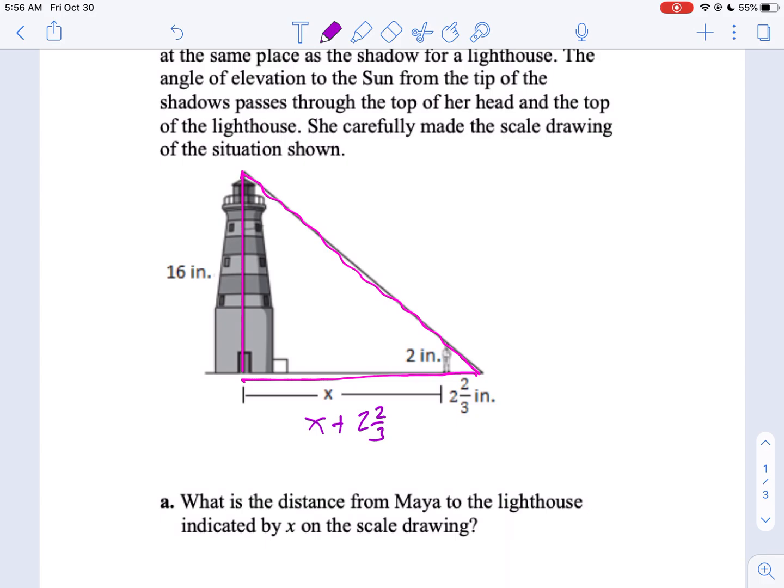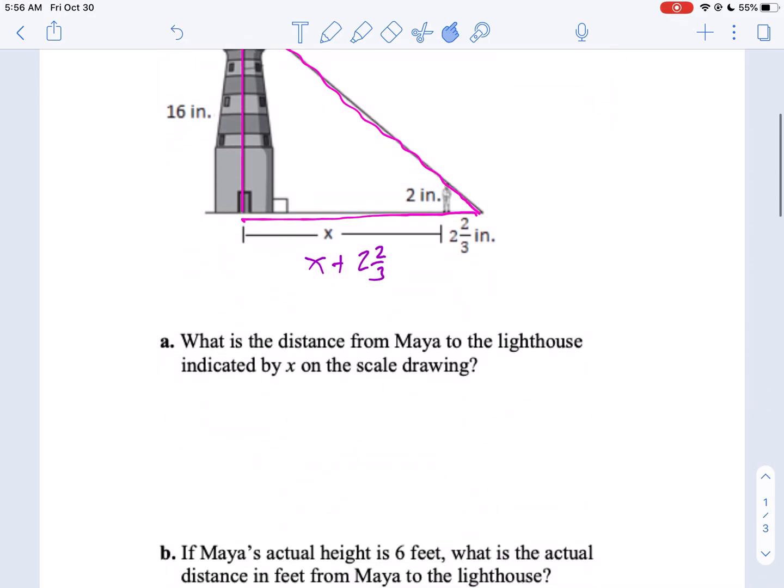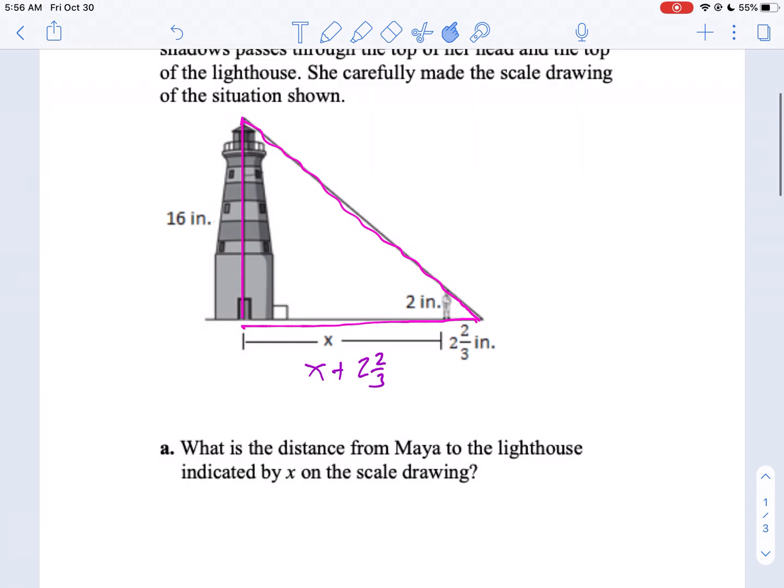So we can do a ratio here because we have similar triangles. We have similar triangles because we have two congruent angles, because the lighthouse forms a right angle, and then we have this common angle for Maya's triangle and the lighthouse triangle. So we have angle-angle similarity. So since we have angle-angle similarity, we can write a proportion.